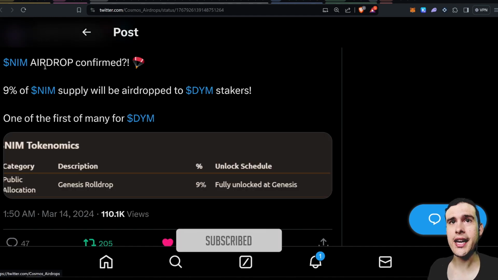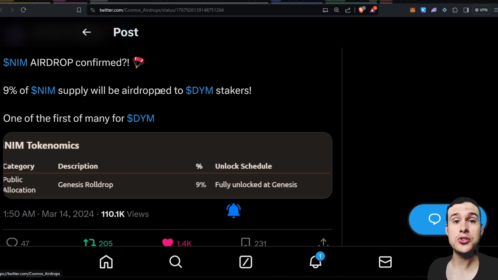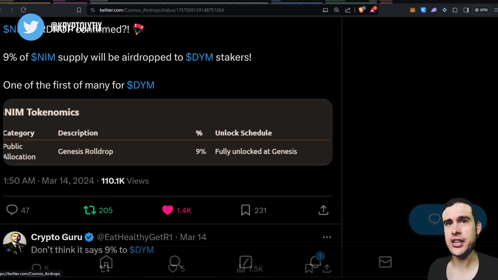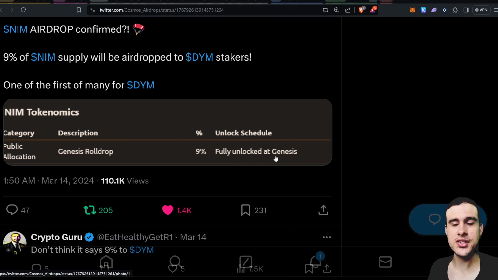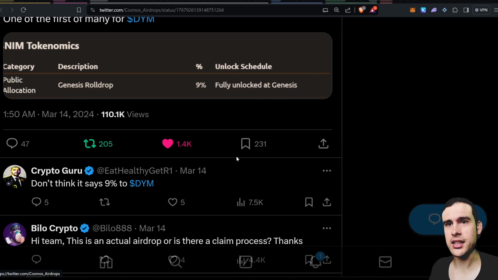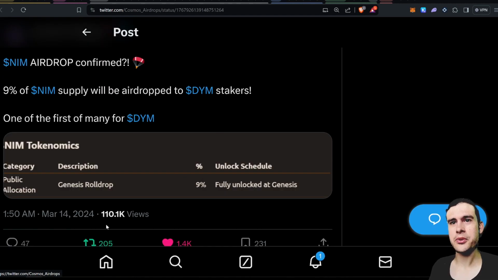Also, we have NIM. This airdrop is confirmed, 9% of the supply. We airdropped to Dymension stakers, so that's pretty cool. So one of the first of many Dymension staker airdrops. So here we go. Genesis rollup, 9%, fully unlocked at Genesis. So not staked or vested or anything like that. It'll be available immediately. And yes, they call them roll drops because it's a roll app on Dymension. So anyway, I guess I will technically call this Cosmos ecosystem, which is why I'm bundling it in here.